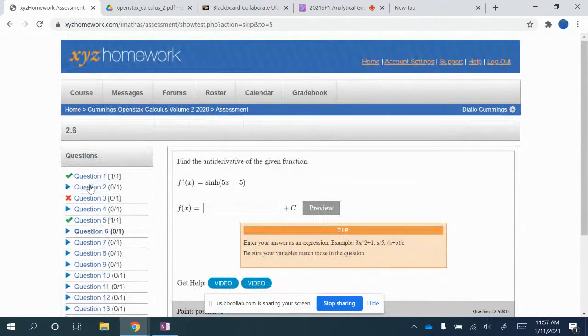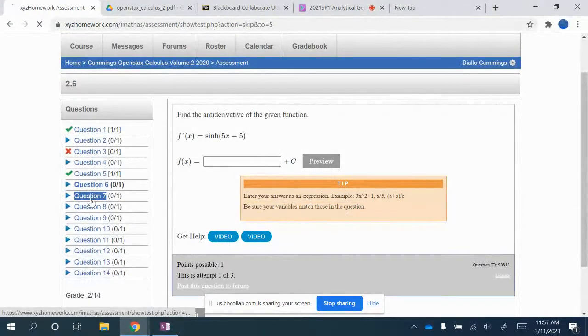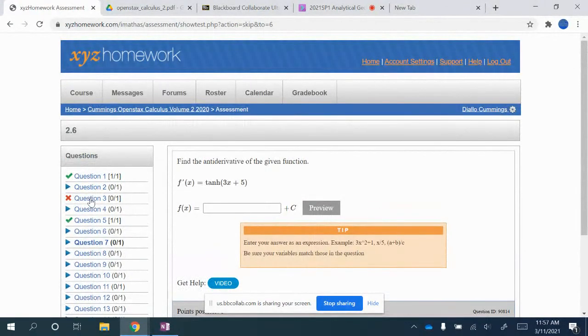So you will do 6 in a similar fashion. Right, you must make a u substitution. You'll do 7 in a similar fashion. All right, find the antiderivative of the given function.